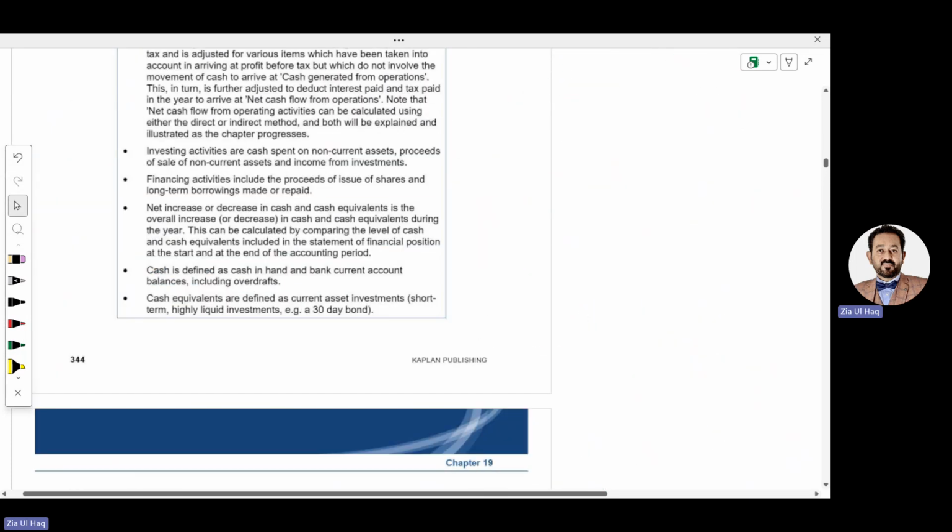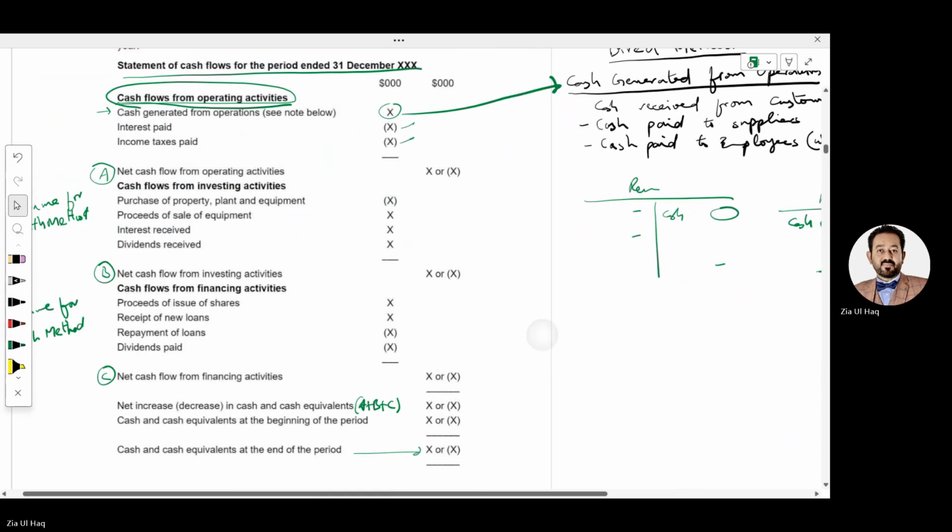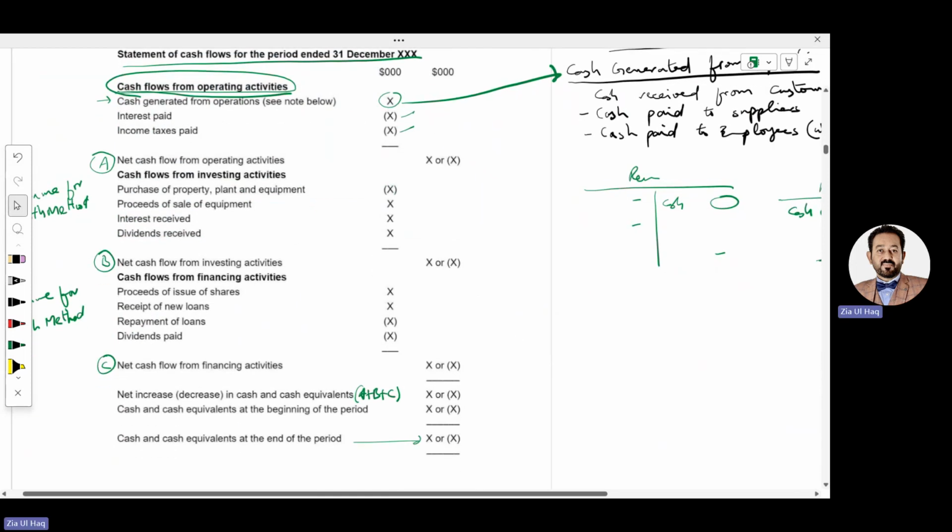discuss the complete format of statement of cash flow. So under direct method, cash flow from operating activities, for that we need to find cash from operations first. How? Cash received from receivables, less cash paid to suppliers, less cash paid to employees in terms of wages and salaries. We will arrive at cash from operations. From cash from operations, we need to deduct interest paid and tax paid.